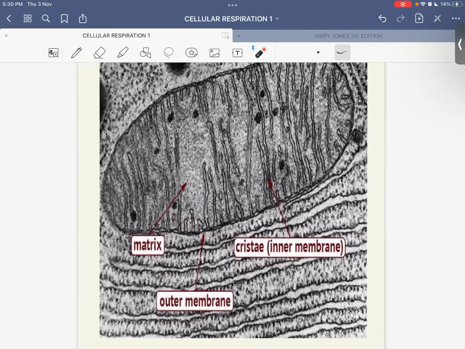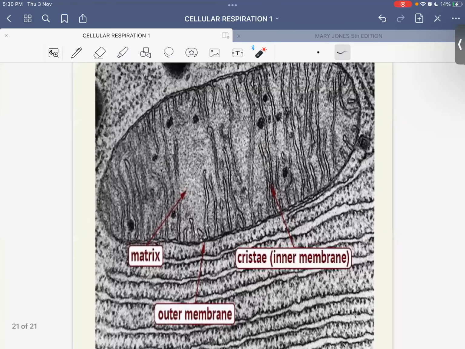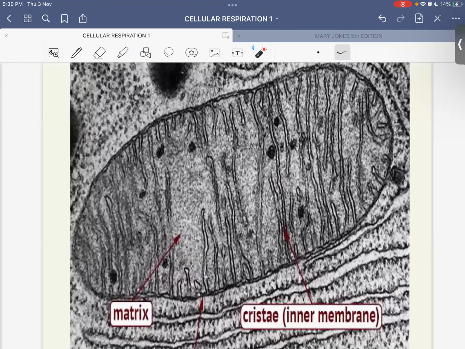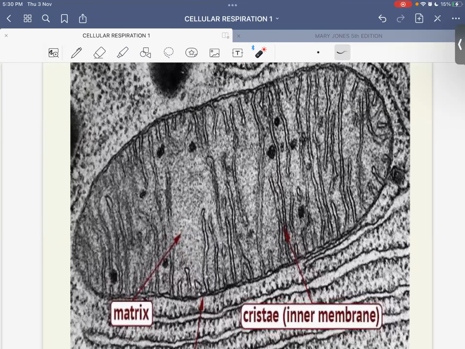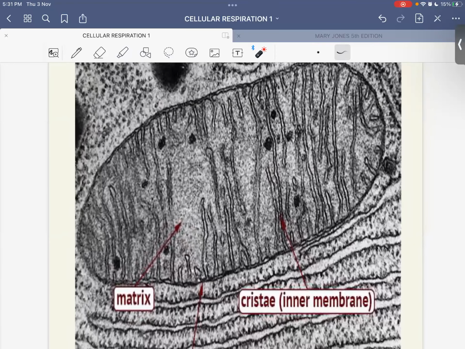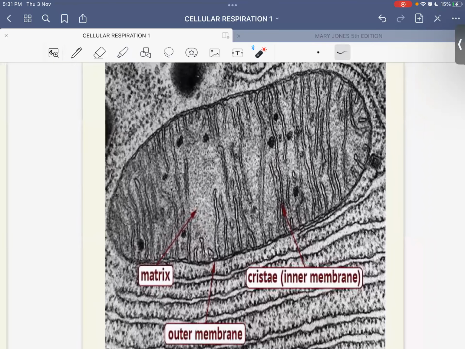अच्छा, another picture जो आपको नजर आ रही है, it's an electron micrographic picture. You can see this mitochondrion has an outer membrane and inner membrane. क्रिस्टी भी नजर आ रहे हैं और जो है मैट्रिक्स भी नजर आ रहा है. ठीक है.